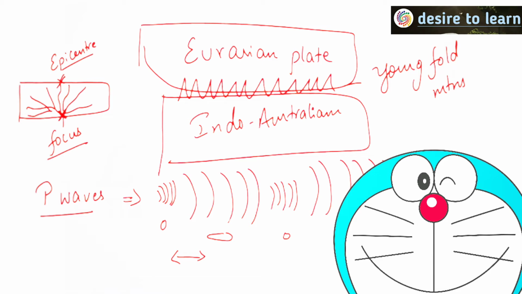Correct? So we are seeing two things. P waves are similar to sound waves and they are compression, rarefaction, compression, rarefaction. Because of this, we see certain particles here which are compressed, then expanded, compressed, expanded. The other property is they can pass through both solids and liquids. I'll explain these concepts in detail in further classes, but I want you to know about these.